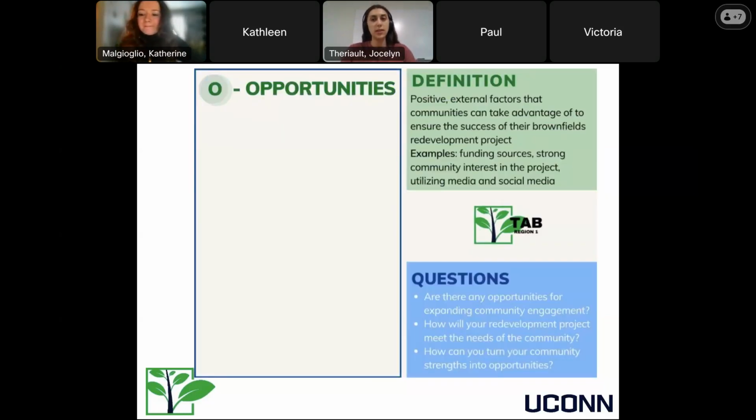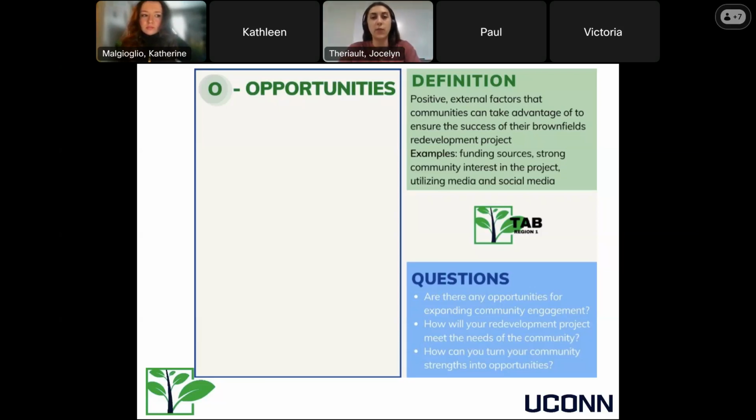And now, switching gears a little bit as we look at opportunities and threats, we're going to switch what our point of view is here. Whereas before we were looking internal to what your community or your organization possesses, now we're going to look to what it has available to itself outside of the scope of that team. So for opportunities, this could be defined as positive external factors that communities or organizations can take advantage of to ensure the success of your redevelopment project.